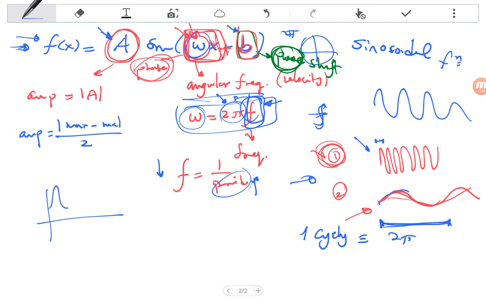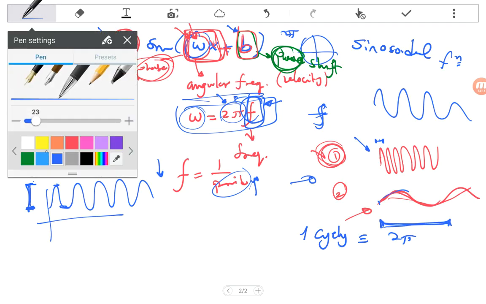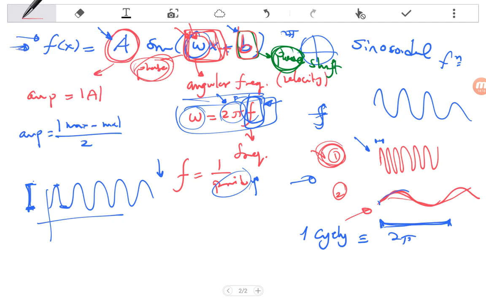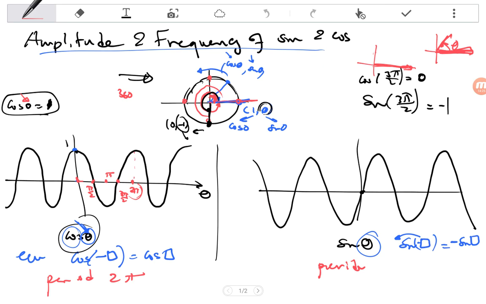For example, if you had that graph, what is the amplitude of that graph? You just take the difference between the maximum and the minimum, and you divide it by 2. So the amplitude is just this. In this case, for example, the amplitude was 1.